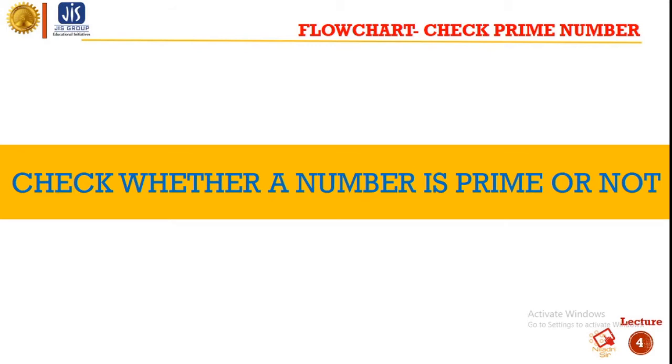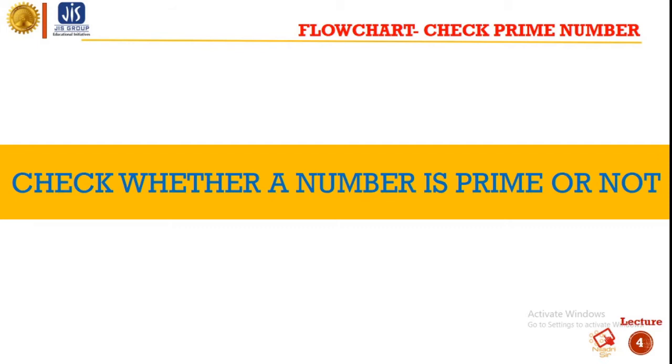Suppose 3, 5, 7, these are all prime numbers. As you can see, 5 is only divisible by 1 and 5. Suppose 7. 7 is also divisible by 1 and 7. 13 is also divisible by 1 and 13. Okay, so if a number is only divisible by 1 and that number, then we can say that the number is a prime number. Okay, otherwise that is not a prime number.